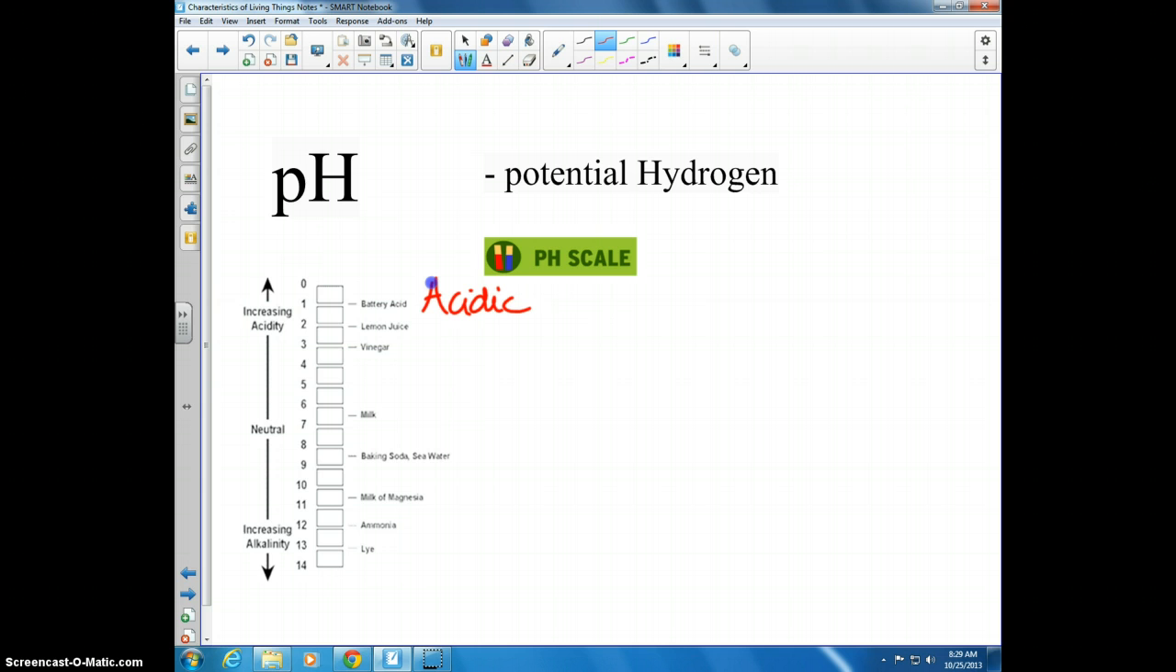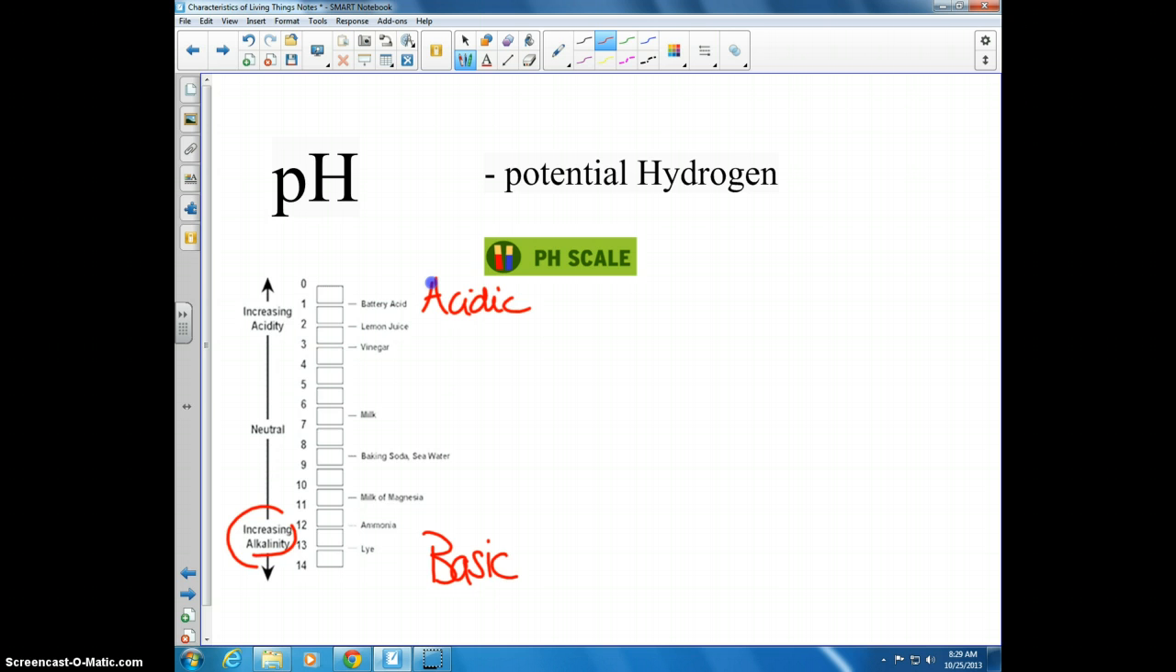So things that have a high number up to 14, because the pH scale only goes from 0 to 14, are called basic. In other words, they are a base. So lye is a base, ammonia is a base, milk of magnesia is a base. And you'll see here on the left-hand side that this scale says increasing alkalinity. Alkalinity is another way to say basic. It's kind of an older term. We most often use basic now.